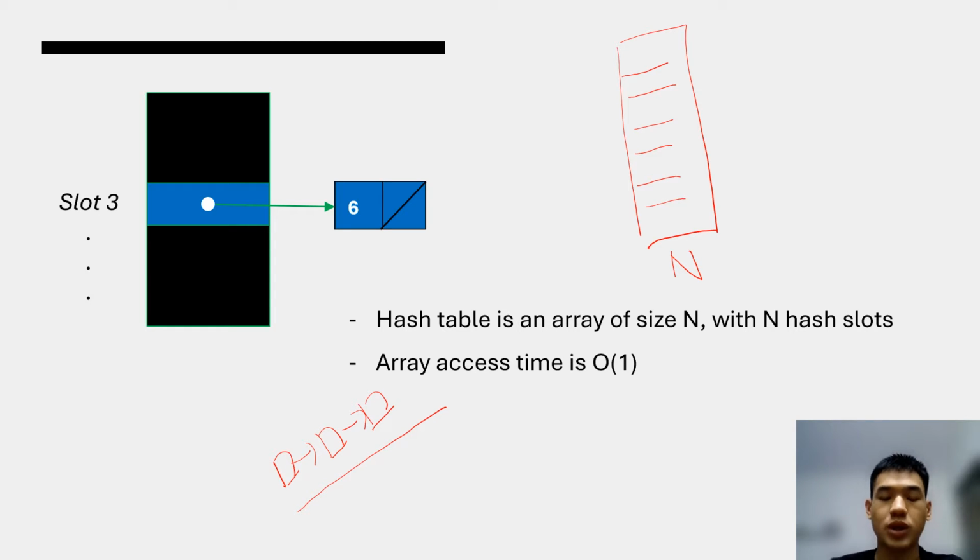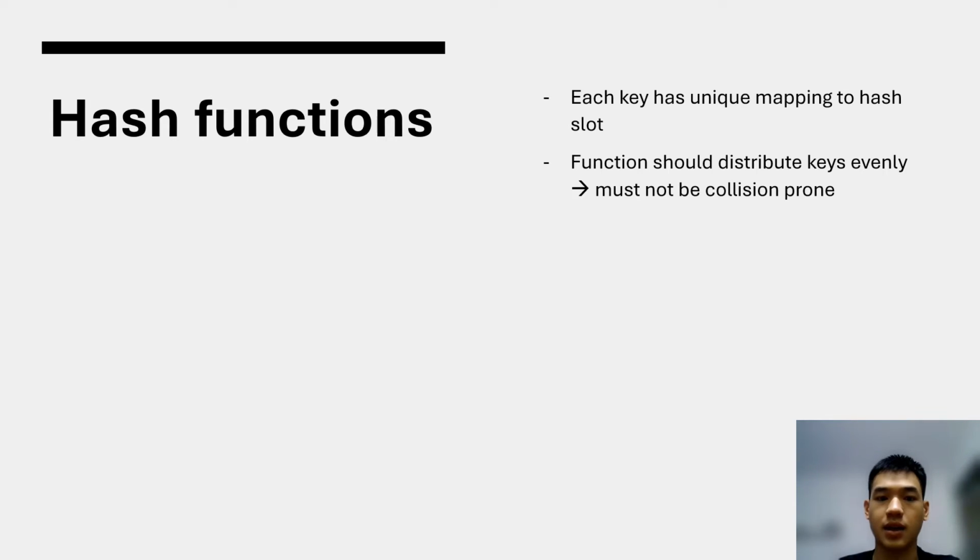So what we are doing here is we are compromising our space complexity for our time complexity. And as you saw in the previous slide, because we have many hash slots, there must be a hash function that will generate a unique hash for a given key, such that we can map each key to a hash slot.